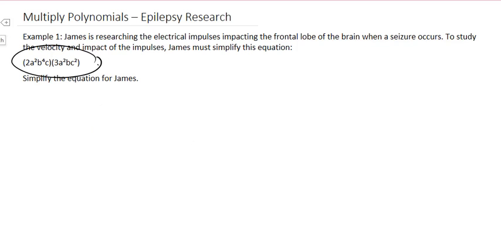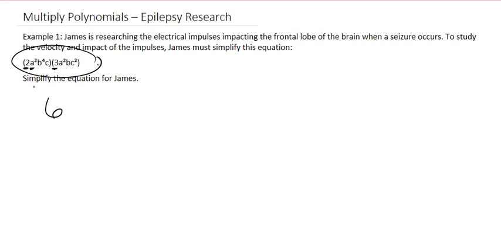So when we see this equation, we're going to work from left to right. So for the first thing we're going to do is multiply the 2 and the 3. So 2 times 3 is 6. So now we've taken care of the numbers. Now we're going to keep going.